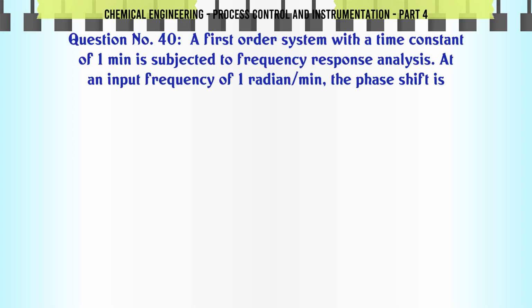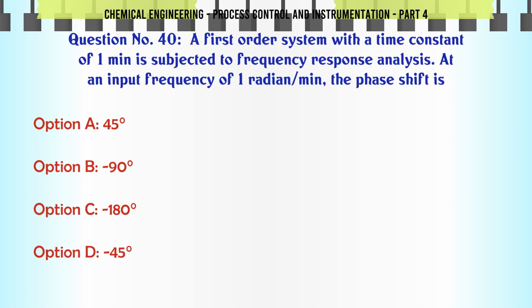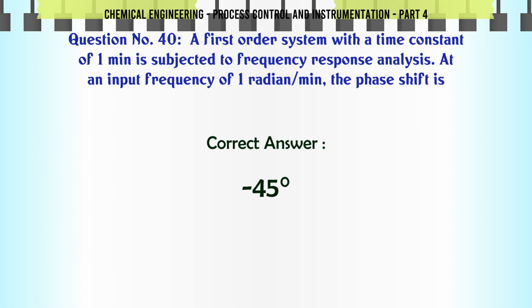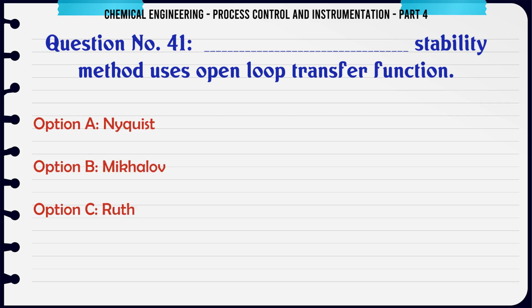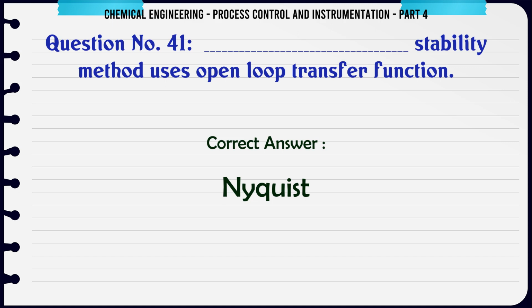A first-order system with a time constant of 1 min is subjected to frequency response analysis. At an input frequency of 1 radian per min, the phase shift is A. 45, B. 90, C. 180, D. -45. The correct answer is -45. Stability method uses open loop transfer function. A. Nyquist, B. Mikhailov, C. Routh, D. None of these. The correct answer is Nyquist.